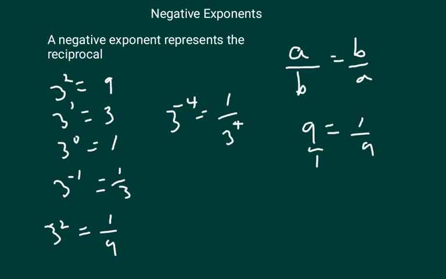So if you have x to the negative n, you can make that 1 over x to the positive n power. That would be the rule that a negative exponent represents the reciprocal of a number.